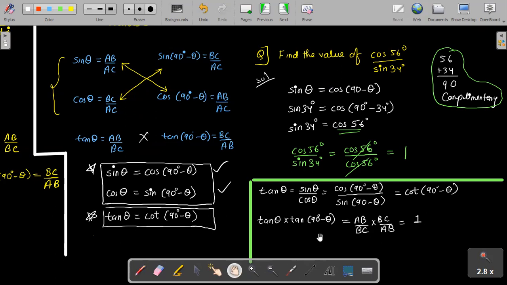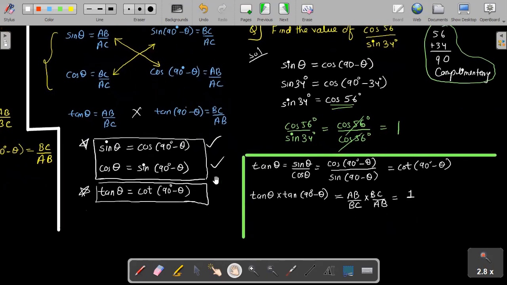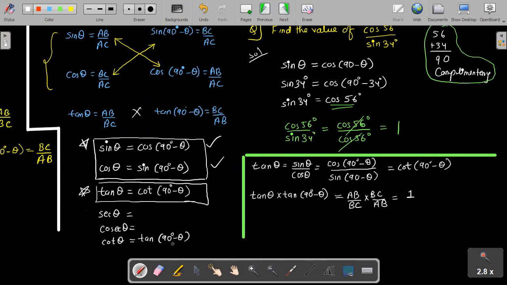Okay. So we know some ratios here, sine, cos, tan. We know some 90 minus theta ratios here, and I can give you some more ratios also. I'm writing here: we can also write about sec theta. You know, right? Sec is just opposite of cos. We can also write for cosec, and we can also write for cot. Cot is just opposite of tan. Tan theta is cot 90 minus theta, so cot will become tan 90 minus theta.